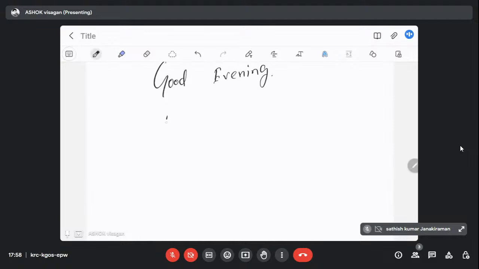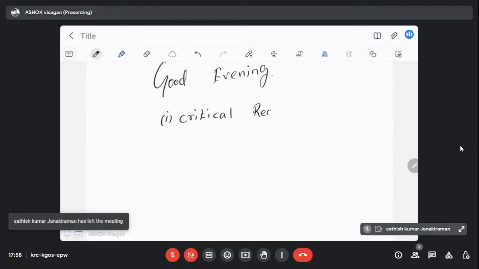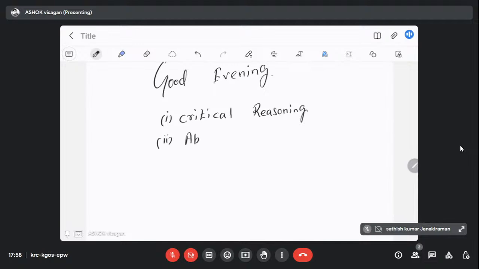In Accenture, we saw in yesterday's class what topics are covered in critical reasoning, and I taught you one by one. I listed out all the topics under critical reasoning and explained them. Now we will move to the second part. The second part is abstract reasoning.